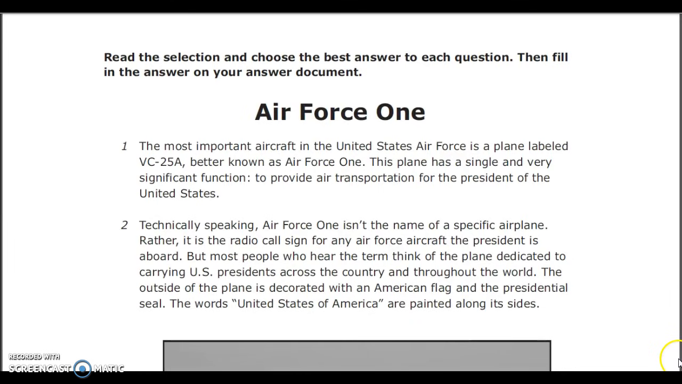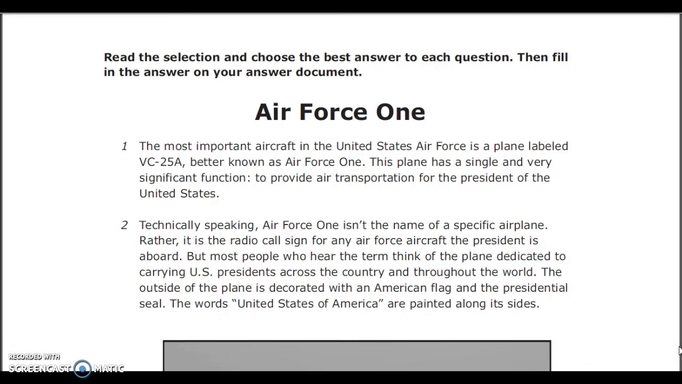And just to start with, make sure that you always read the directions. I know most of them just say read this passage, but sometimes it might say read the selection. It might say read both selections. Sometimes the wording is different, so it's always important to read the directions. So we have to read the selection and choose the best answer, then fill it out on our answer document. So in order to choose the best answer, we have to do our best reading.